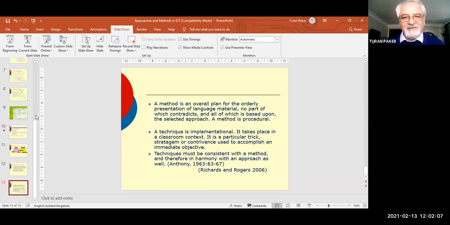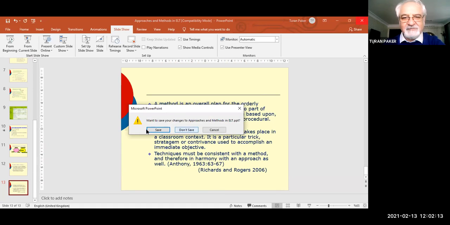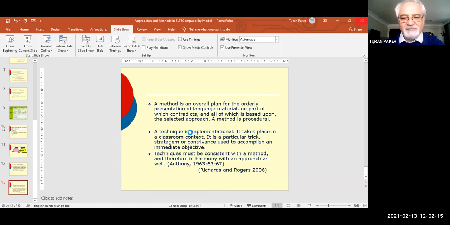So after talking about all the general description, now I'd like to focus on the first method that I want to share.